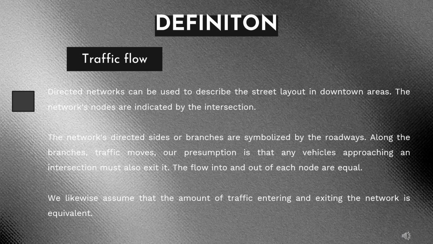Next is the definition of traffic flow. Directed networks can be used to describe the street layout in downtown areas. The network's nodes are indicated by the intersections. The network's directed sides or branches are symbolized by the roadways. Along the branches traffic moves. Our presumption is that any vehicles approaching an intersection must also exit it. The flow into and out of each node are equal. We likewise assume that the amount of traffic entering and exiting the network is equivalent.